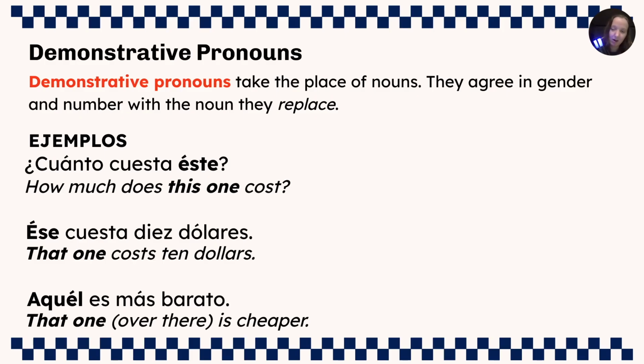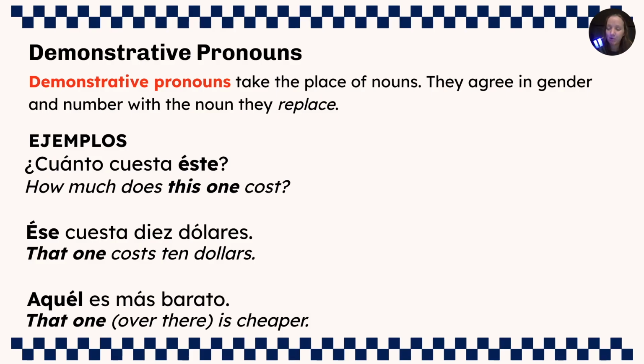So just like with our other examples, these three examples demonstrate the different distances from the speaker. So our first one, the question in English asks, how much does this one cost? You'll notice that we've taken out the word ring in each of these examples because our demonstrative pronoun is replacing the word ring. So instead of saying this ring, we're saying this one. So in Español, that would be ¿Cuánto cuesta éste? Make sure to include that accent over the first E.